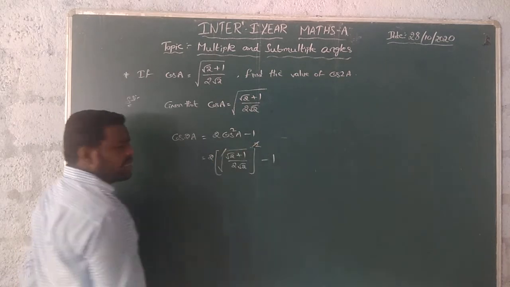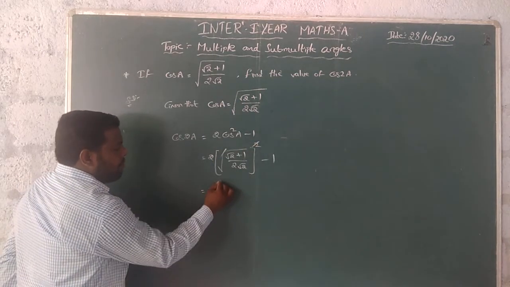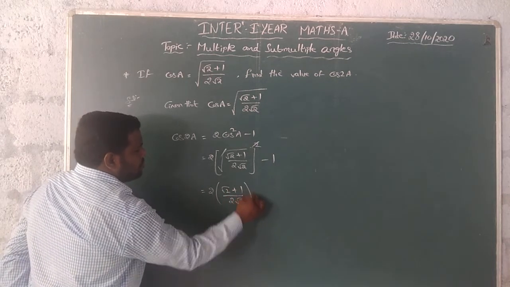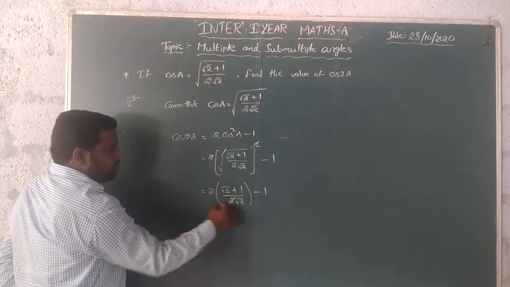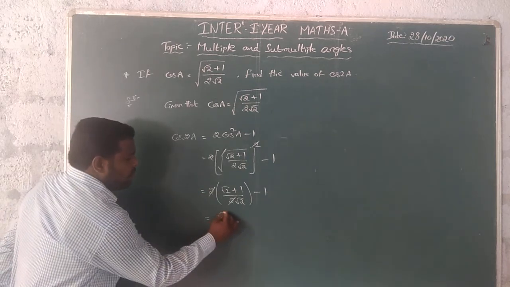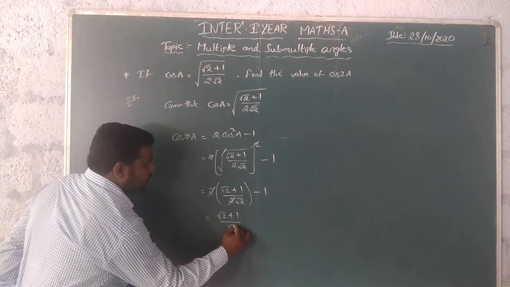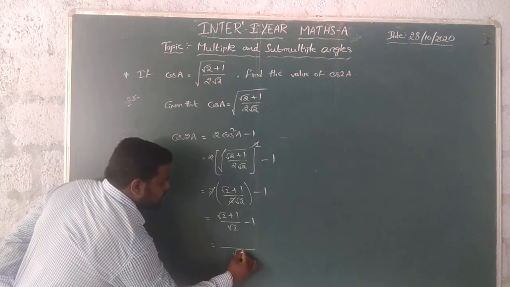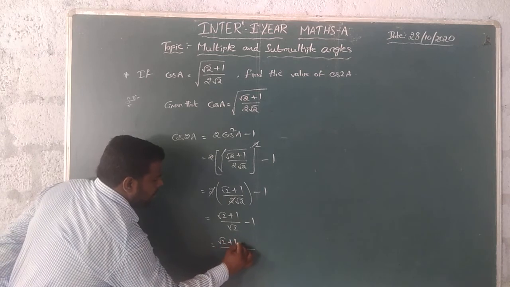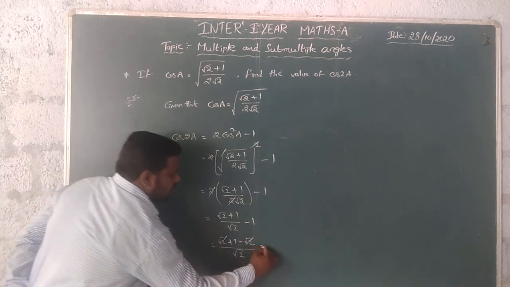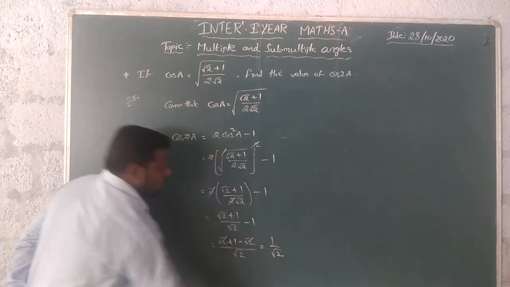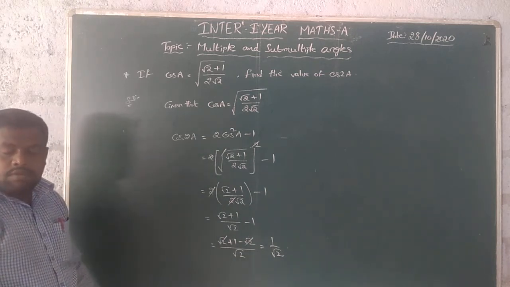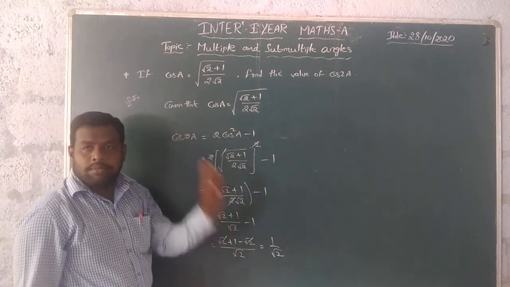So the square root gets cancelled, that equals 2 of (root 2 plus 1) by 2 root 2, minus 1. So the 2 gets cancelled, that equals (root 2 plus 1) by root 2, minus 1. So now the LCM is root 2 plus 1 minus root 2. So root 2 gets cancelled, that equals 1 by root 2. This is the value of cos 2A, by using the formula for cos 2A.